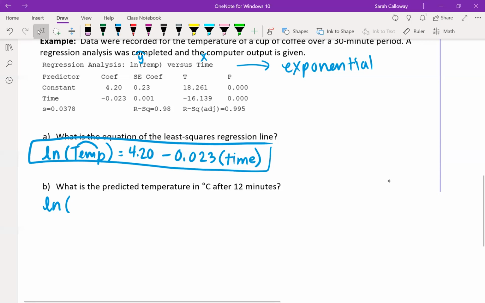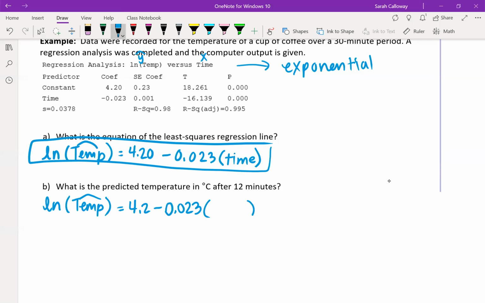So I'm going to rewrite it without the explanatory variable. So 4.2 minus 0.023, and we're gonna plug in time. So they're telling us that they wanna find the predicted temperature in degrees Celsius after 12 minutes. Okay, so if I plug in 12, I have that the natural log of the temperature hat is equal to approximately 3.924.